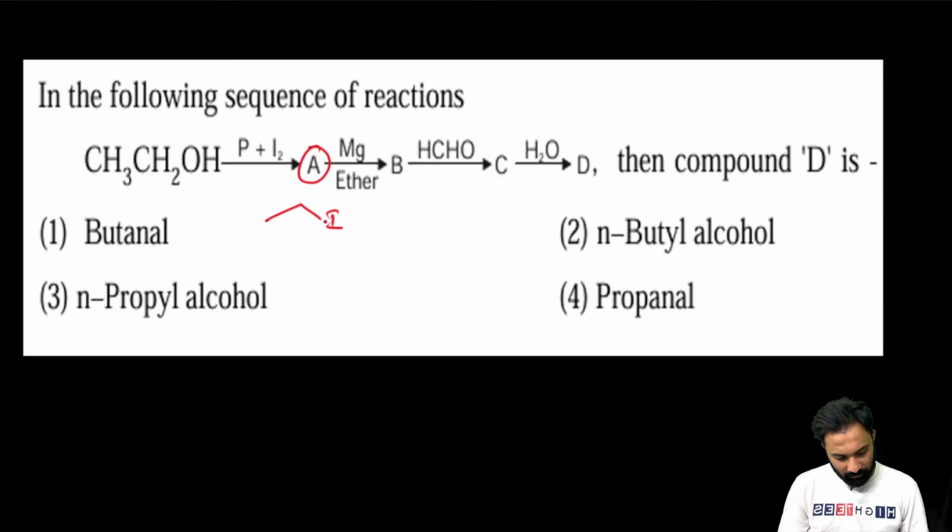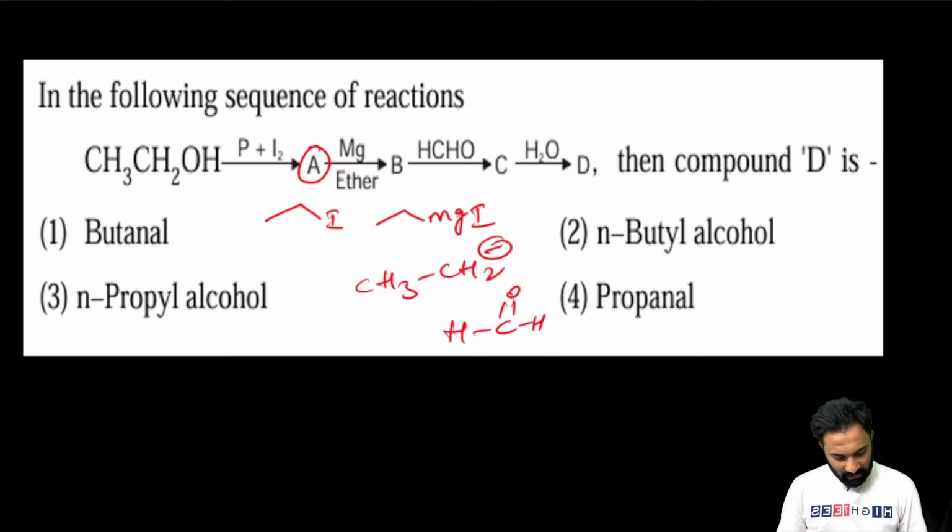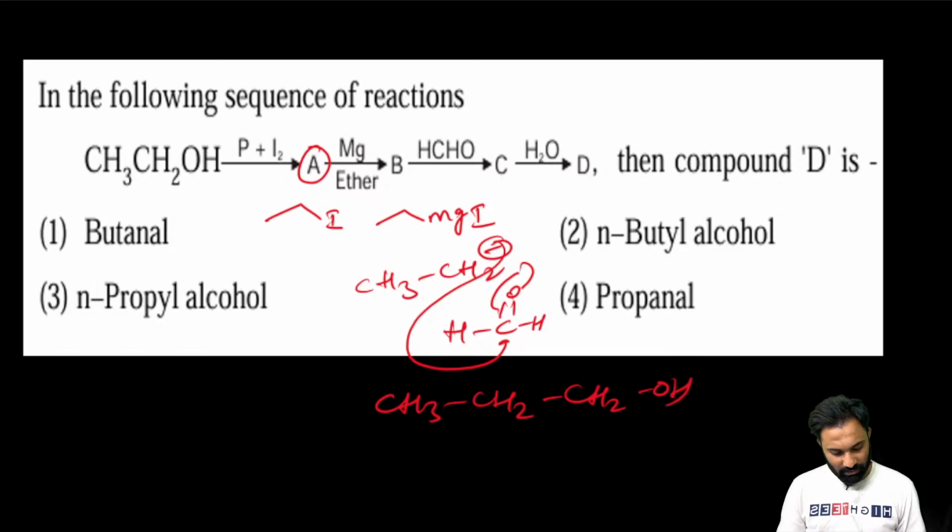Now, second one, ethyl iodide in the presence of magnesium and dry ether will become Grignard reagent. Clear? Then upon this Grignard reagent, which one? This one will become CH3CH2 minus, and here it is a formaldehyde, right? This is formaldehyde, and this one will go and attack. Now what will happen? Now this one will become the OH. Now CH3CH2CH2OH. Now this is N-propyl alcohol, right? Option number 3. N-propyl alcohol.